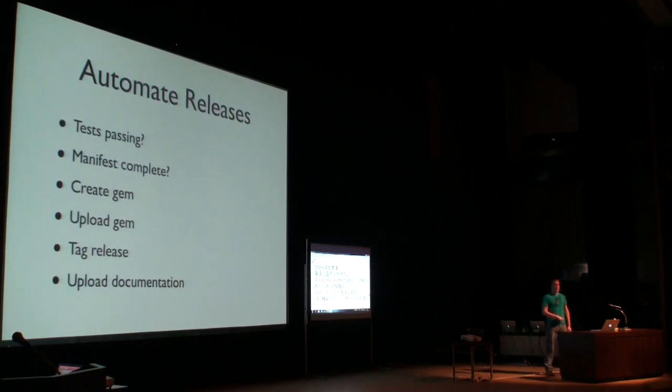And so when I release, I do all these things. I make sure that the tests pass. I make sure that I'm shipping the right files. I make sure that then I go and create the gem and then upload the gem to rubygems.org. I tag the release in the version control, and then I go and upload documentation. And I do all of these things much less frequently than I do writing a library. And so if I were doing them by hand, which I did long ago, then it was easy for me to mess up and forget a step and then have a bad release.